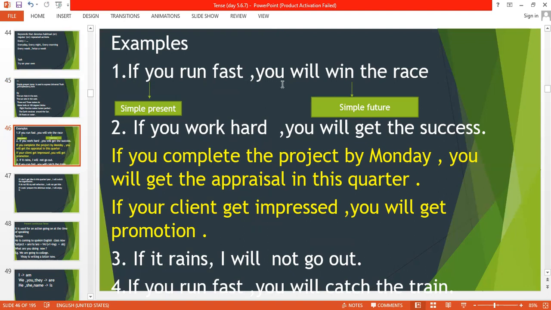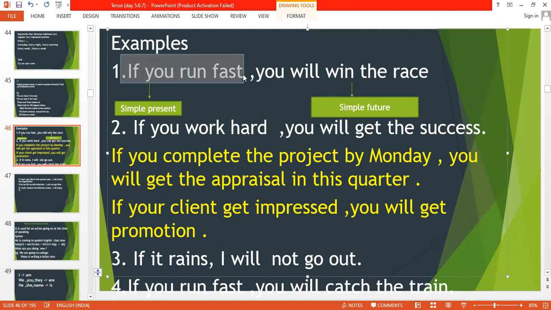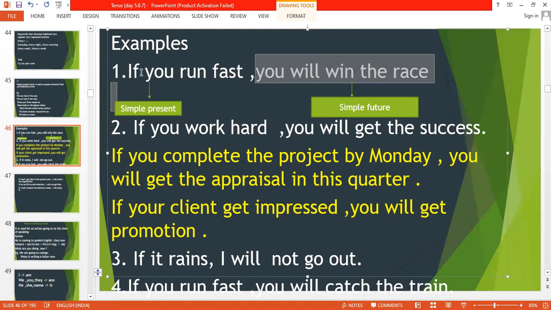But whereas we are in the spoken English course, I thought, let me provide it in practical terms. Like if you run fast, so if you do the task in present, then you are going to get the result in future. In your verbal ability test as well, you may find they provide if you will run, but that's always wrong. The first condition has to be in present and then the result has to be in future. Like if you run fast, you will win the race.